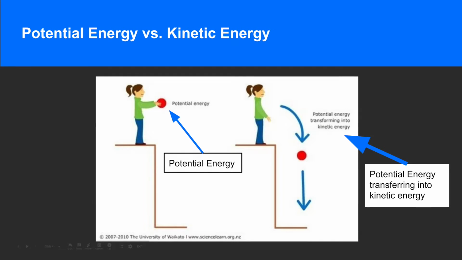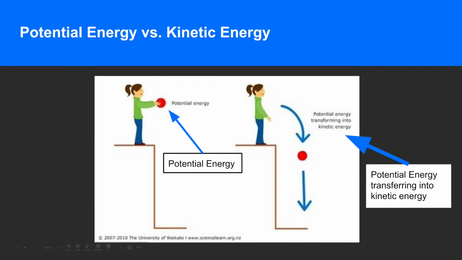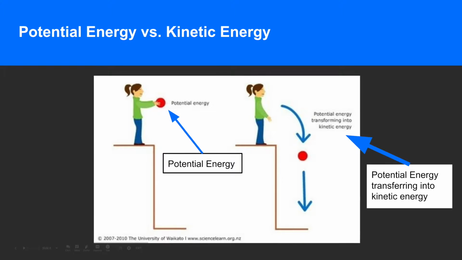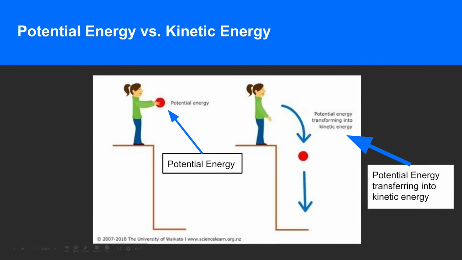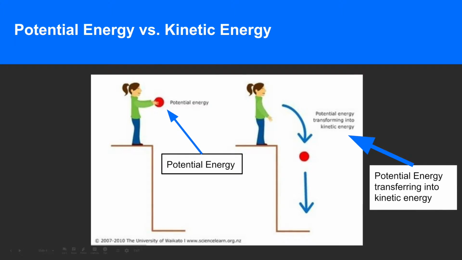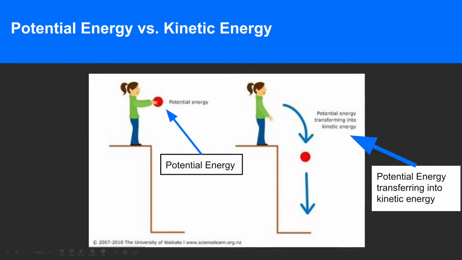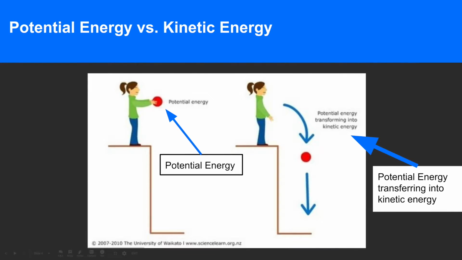Let's take a look at the difference between potential and kinetic energy. So clearly in the image, we can see that the ball has potential energy when it is in the hand of the kid, but when it's dropped, it starts to have kinetic energy. Basically, from potential, you can go to kinetic. Kinetic energy is the energy of the object in motion.